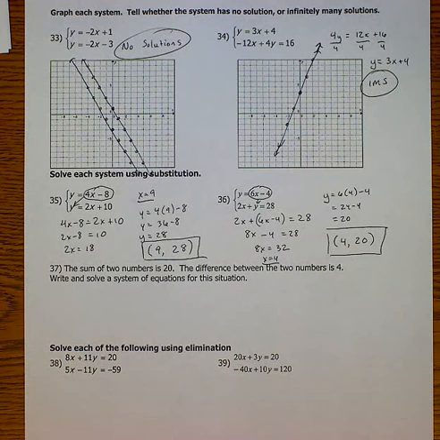I got a word problem. The sum of two numbers is 20. The difference between the two numbers is 4. Write and solve a system of equations for this situation.